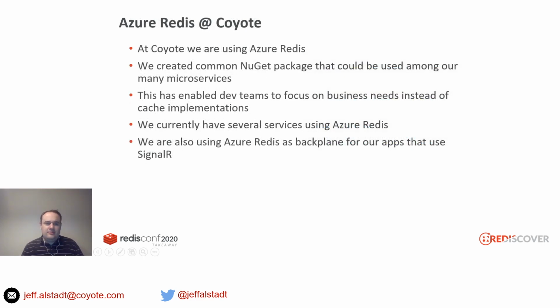Let's talk a little bit about how Coyote is using Azure Redis. Very proud of us using Redis. It's been very beneficial to us. But at Coyote, we're using the Azure Redis. We created a common NuGet package that could be used among our many microservices. This has enabled dev teams to focus on business needs instead of cache implementations. We currently have several services using Azure Redis, and we're also using Azure Redis as a backplane for our apps that are using SignalR in production.